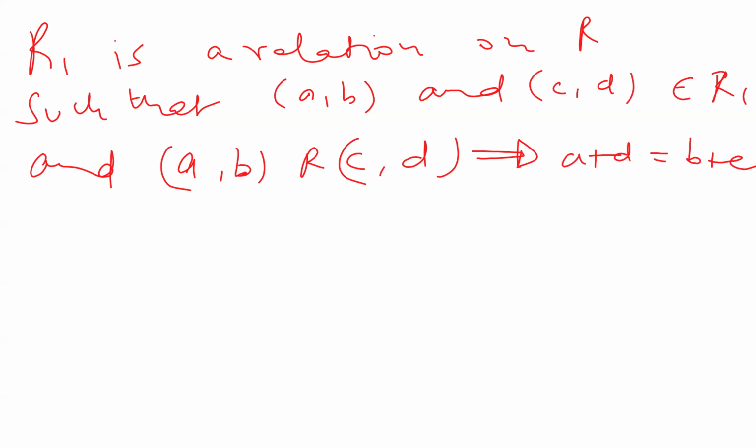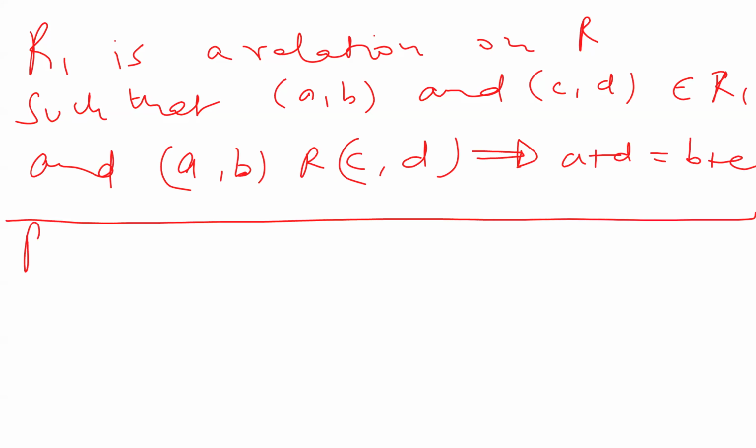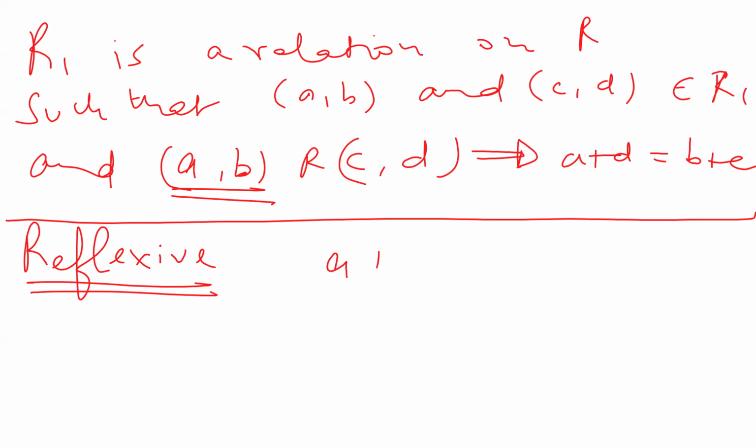Okay, something different. Reflexive. Earlier I was checking objects. Now I will check ordered pairs. The ordered pair is A comma B. So the A comma B ordered pair should relate to itself. A comma B relates to A comma B. Now let us find out whether this is true or false. And A, B, C, D are real numbers.